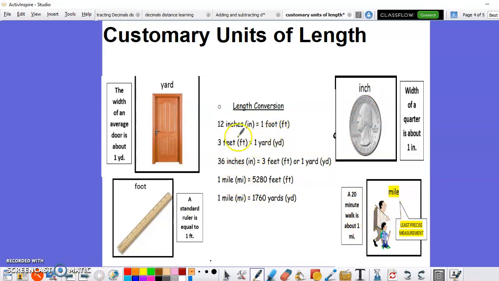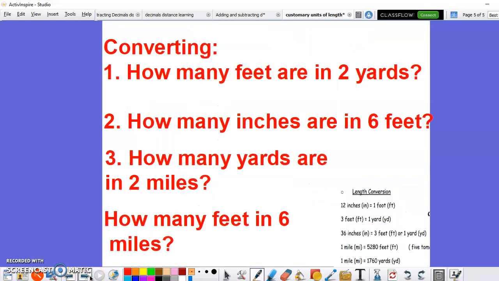So for every 1 foot, there's 12 inches. For every 1 yard, it's 3 feet. For every 3 feet is a yard, or 36 inches is a yard as well. For every 1 mile is 5,280 feet. And for 1 mile, you can measure that in 1,760 yards. So here, we want to convert. And down here, we have our conversion table, just as a reminder for you.